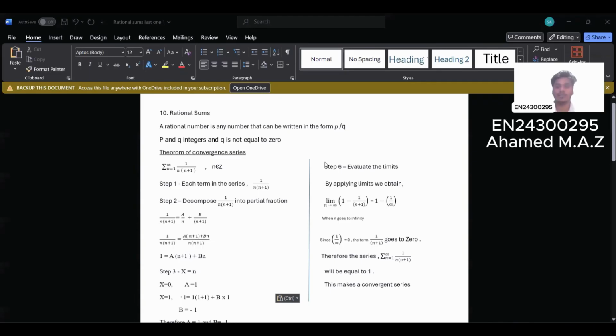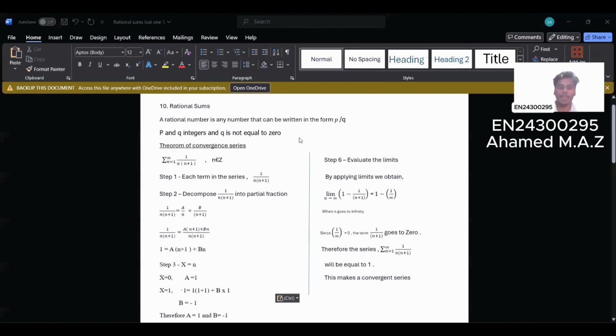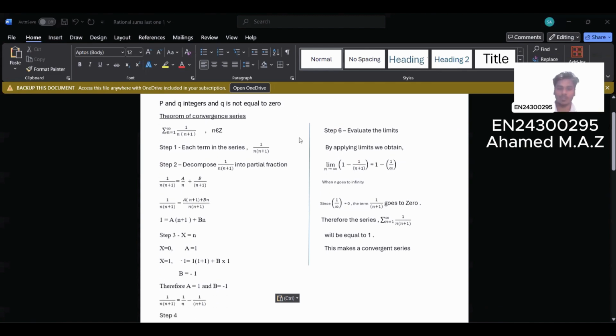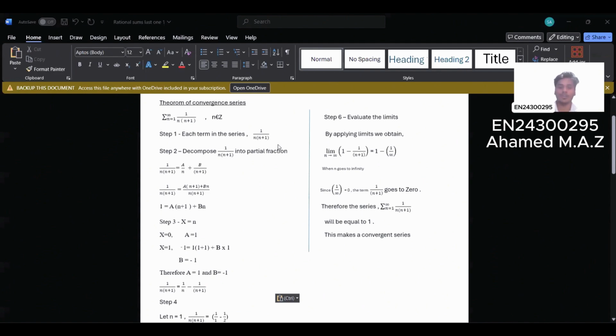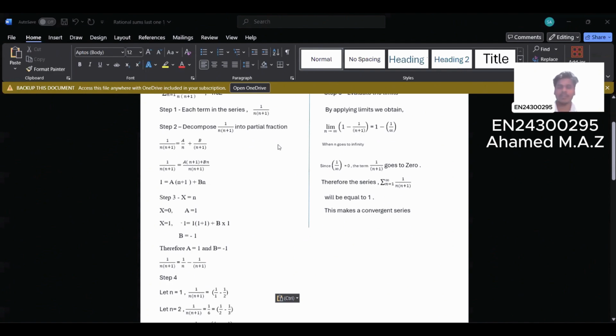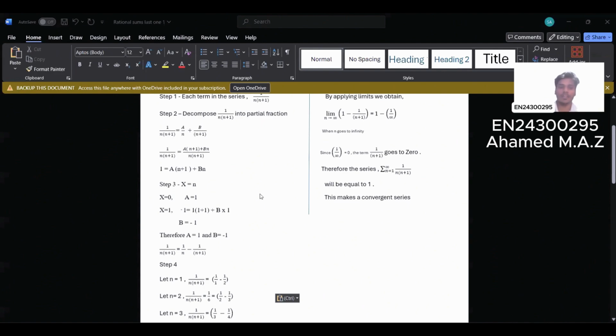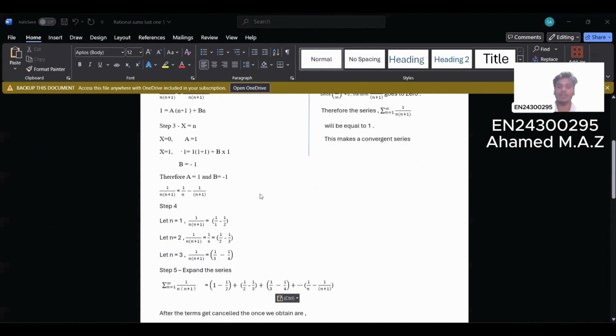We'll explore rational sums and their convergence. What is a rational number? A rational number is any number that can be written in the form of p over q, where p and q are integers and q is not equal to 0. We'll be taking a series term where I'll be taking 1 over n into n plus 1. We'll decompose this into partial fractions, and we'll get a equals 1 and b equals minus 1.